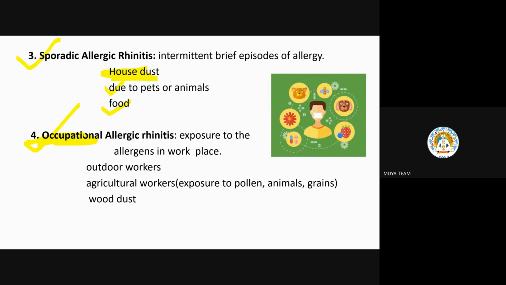It could be outdoor workers, like agriculture workers, exposed to pollens, animals, grains, etc. Some people have problems or allergies with grains also, like the particles released from grains. Wood dust as well: if someone works at wooden places or wooden factories, it could happen. So this is occupational allergic rhinitis. With this, this disease is completed.